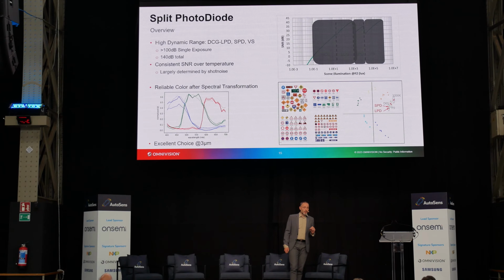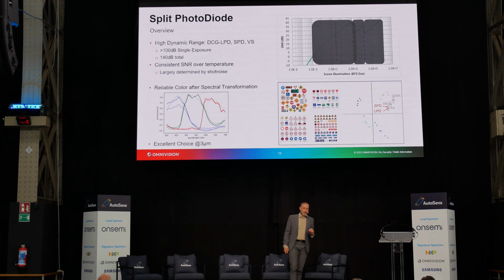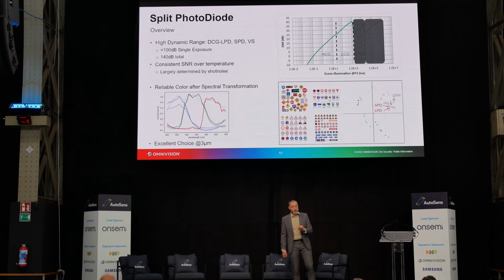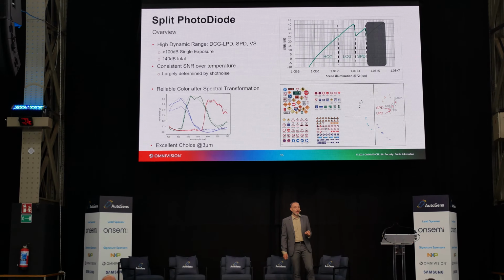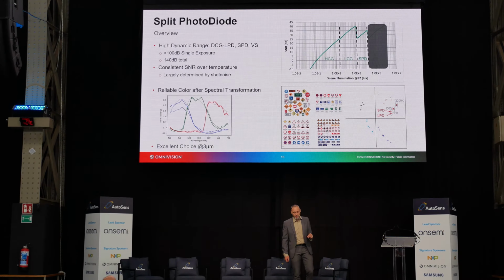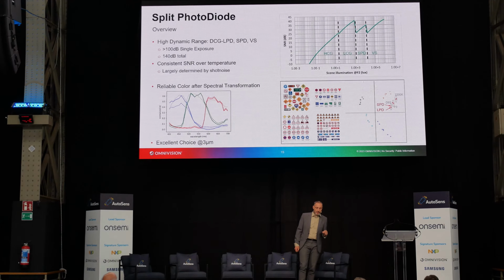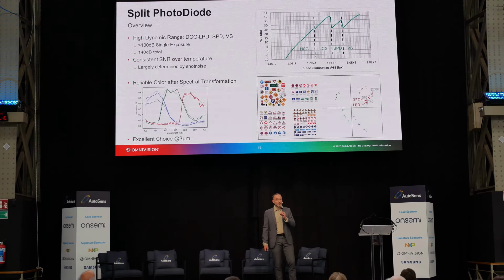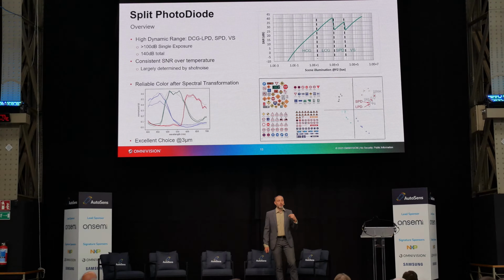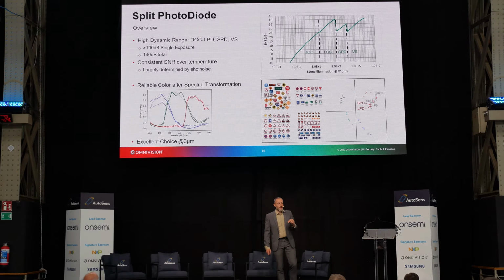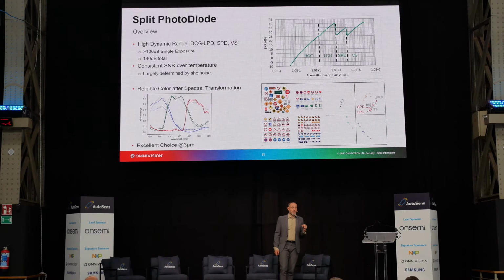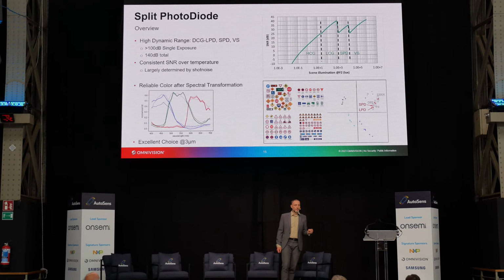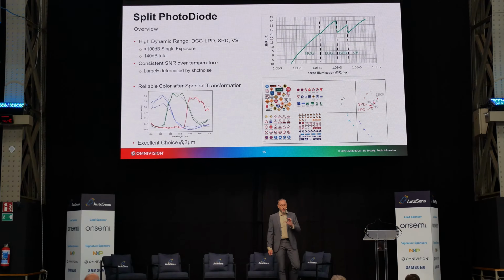So, with the OX03F split photodiode, we're combining DCG, so a high and low conversion gain read, with a capture of the small photodiode, delivering more than 100 dB of dynamic range in a single exposure, and 140 dB in total. Because the SPD, as well as the short exposure, reduce the number of photons to reduce responsivity, the SNR drop is determined by shot noise. This is not very sensitive to temperature, so the SNR drop you see will be very consistent over temperature.